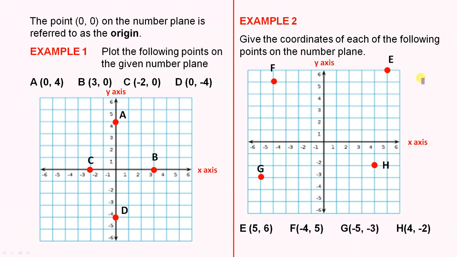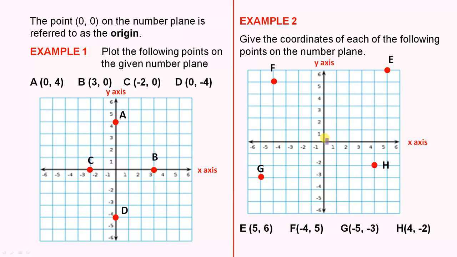Secondly, example 2, give the coordinates of each of the following points on the number plane. We have to find what E is. Remember, always start here, and if we go across until we're underneath E, we've reached 5. We go up till we reach E, and that's 6. So E must be (5, 6).